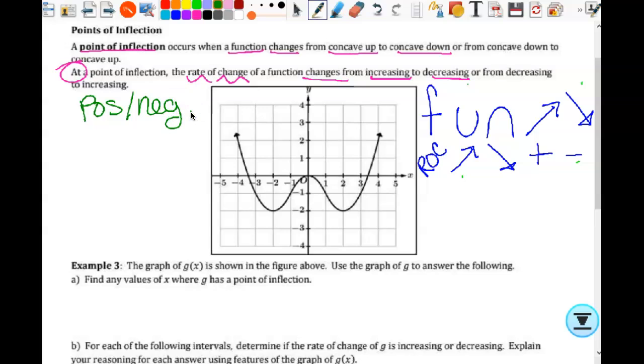So if I want to know if my function is positive and negative, where is my function positive? And what are we talking about being positive? If we're talking about the function, the y's. So the y's are all positive where? Above the x-axis, exactly. So my function is positive here and here.